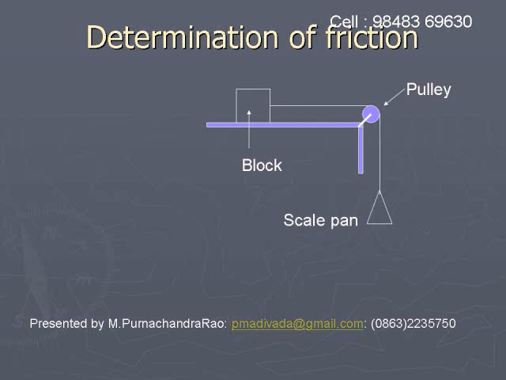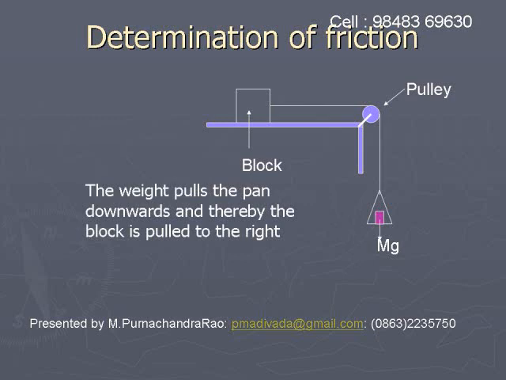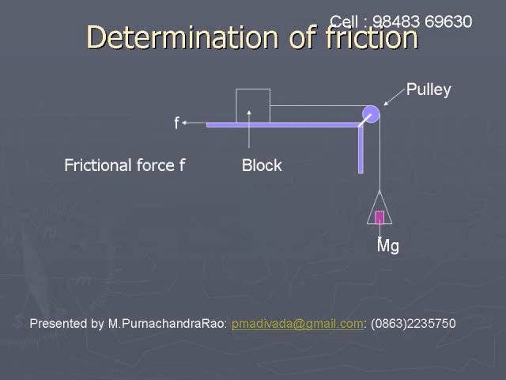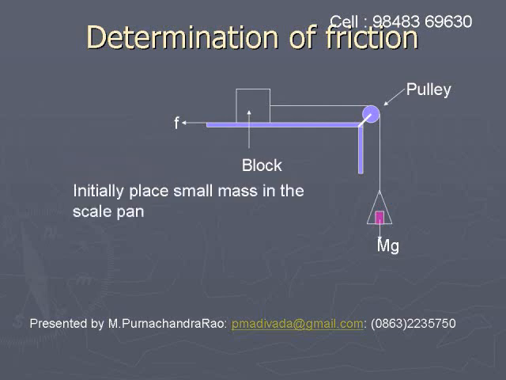The second end of this string carries a scale pan in which we place masses. If m is the mass placed, mg is the weight. The weight acts in the downward direction and pulls the scale pan, and thereby the string pulls the block. When the block is pulled, a frictional force acts between the block and the table, shown as small f. Initially place a small weight and slowly increase the mass. As long as the block is at rest, mg is equal to f. So as the weight is increased, the frictional force will also increase.